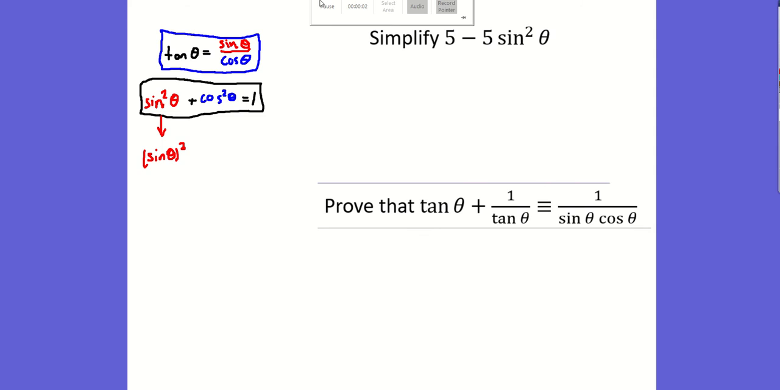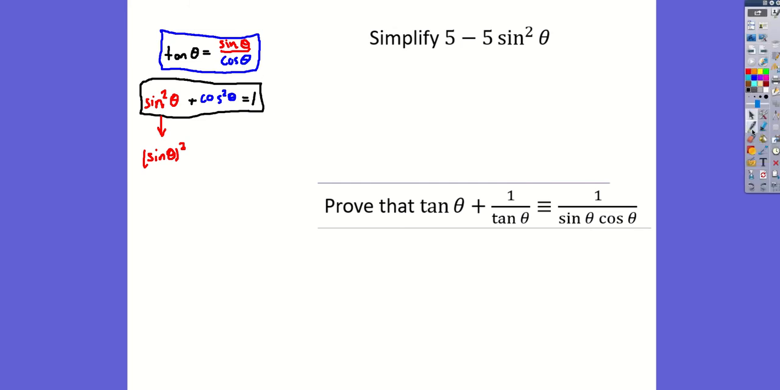Okay, let's look at a couple of other harder examples of proving an identity. We need to be keeping our eye on these two just to make sure we know which one we're going to use. Now looking at simplifying this first expression, well, I've got sine squared, and if you've got a squared trig function, it looks as if you're probably going to be using this one.